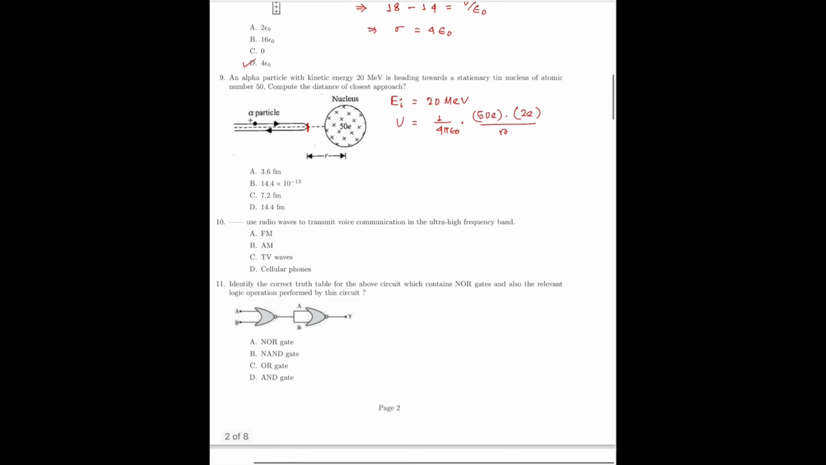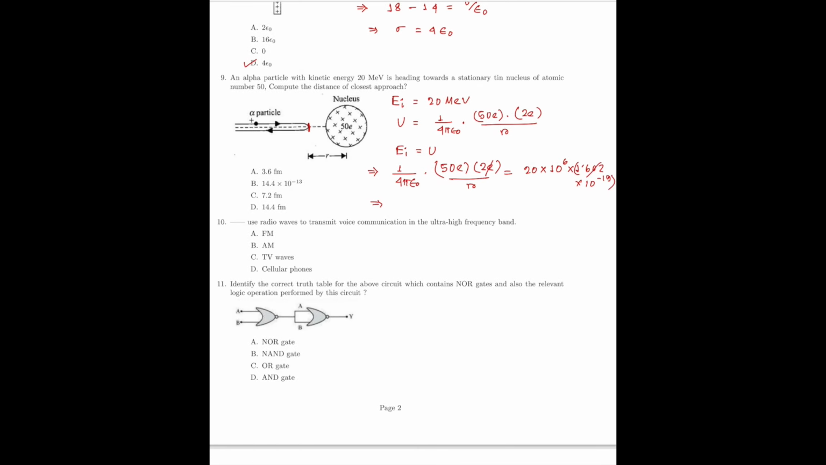According to energy conservation, Ei must be equal to U, but you have to remember that one is in electron volts and the other is in joules. So we need to convert the electron volts to joules. This must be equal to 20, for mega it's 10 to the 6, and for electron volt it's 1.602 into 10 to the power minus 19. That 1.602 into 10 to the power minus 19 will cancel with one of the e's.